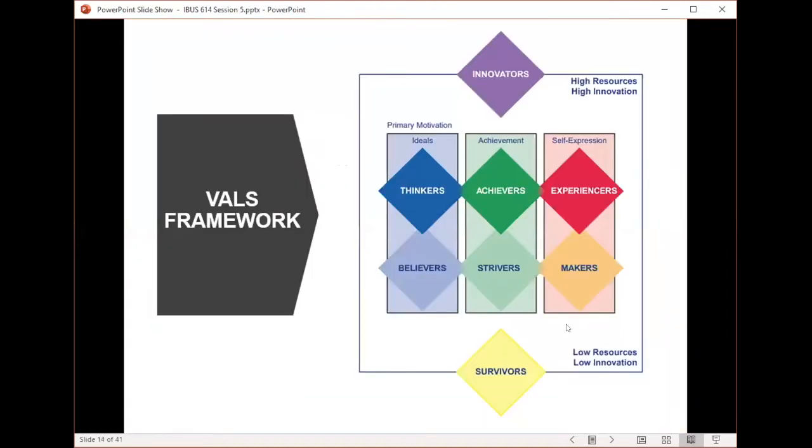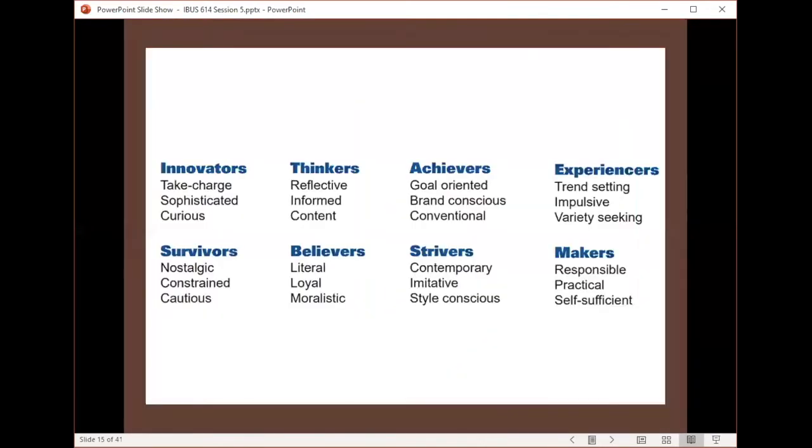But on the other hand, the strivers do not necessarily have a lot of resources and innovation, but they are also motivated by achievement. So even though they cannot afford it, they are quite imitative. And these are the people that are usually targeted by the pirated brands and the counterfeit items, because they cannot afford the original, like the brand conscious achievers who will buy the premium products, but they still want to look trendy and look good. So they would try to emulate what the achievers have.